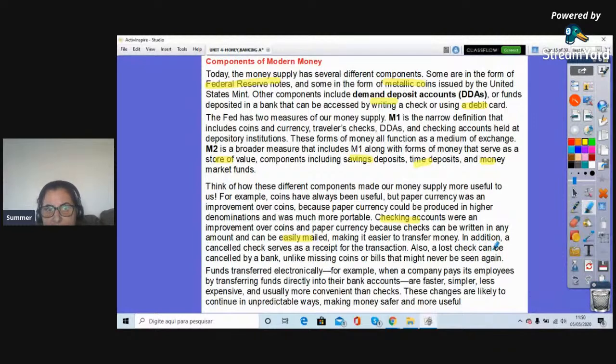Moreover, if I cancel a check, it serves as a receipt for the transaction. If I lose a check, it can be canceled by a bank. If I lose money, I may never find it. Funds transferred electronically, for example, when a company pays its employees by transferring funds directly into their bank accounts, are faster and simpler. So as you can see, we went from coins to paper money to checks, which were much easier to cancel, and nowadays we have electronic money. If I am working, my company can easily transfer the money into my bank account, which makes it faster, simpler, less expensive, and more convenient for everybody.